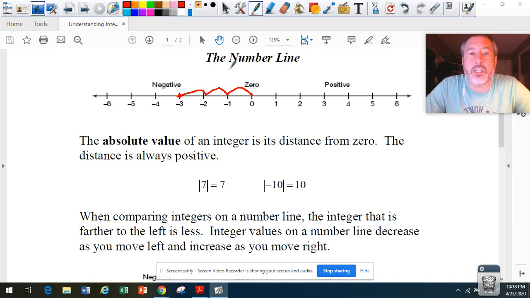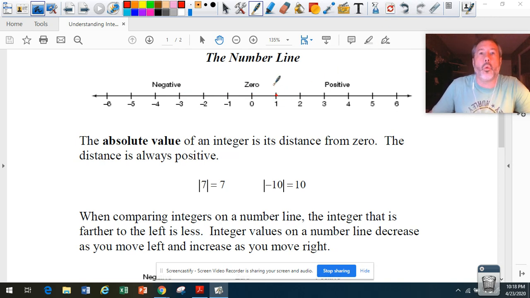It's 3 units away, so that is going to be positive. No matter what, our distance here is going to be positive. If I had a point here at 1, how far away is 1 from 0? Well, it's 1 unit away.